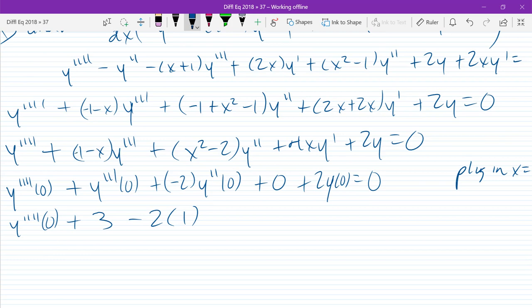minus, so that'll be a minus y triple prime. So that's minus 3. And 2 plus 0 plus 2 times 1 equals 0. Alright, so we have 3. Negative 3. Add to the other side, we get 3.